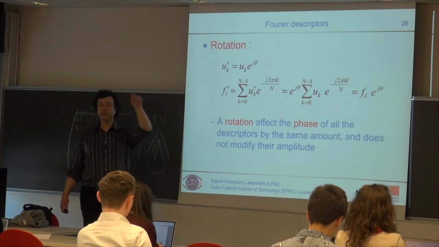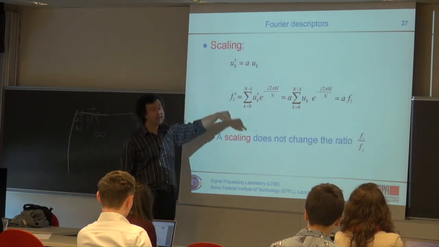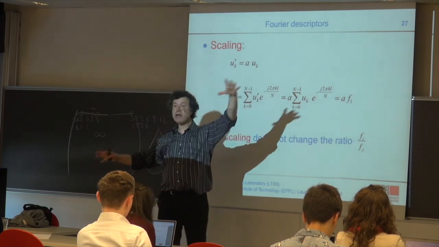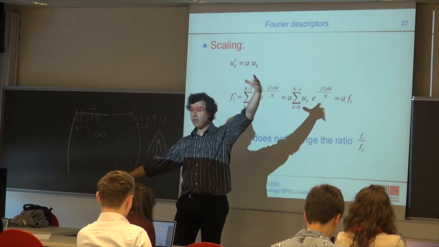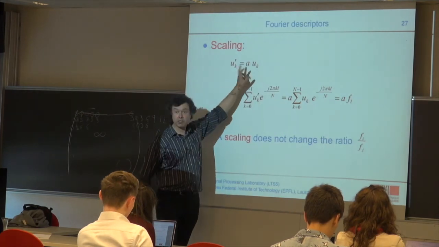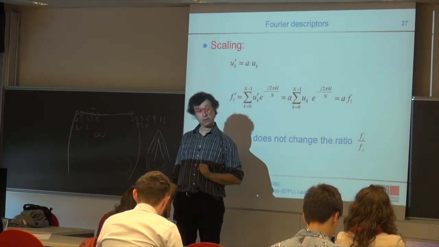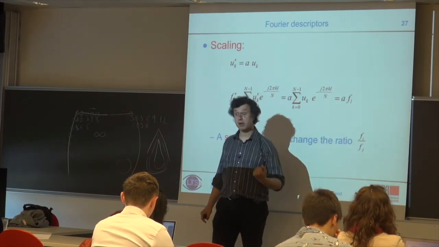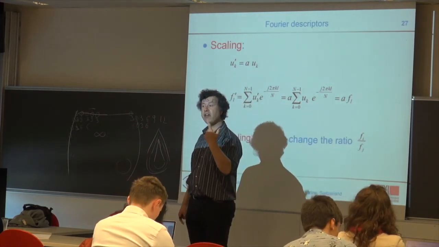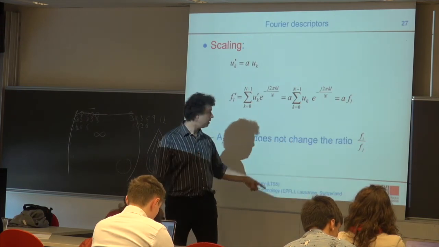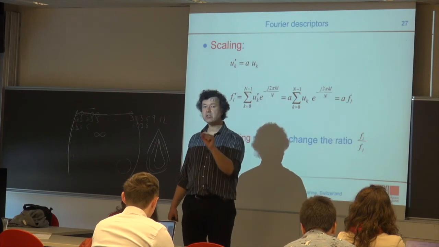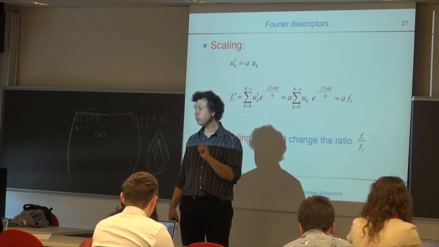Now, scaling. If I scale my object by a factor A, I multiply all the coordinates by a factor A, and my Fourier transform will be multiplied by a factor A. Fourier transform is linear. How to be invariant to scale? It's written there. Don't consider the Fourier descriptors. Consider the ratio between two Fourier descriptors.